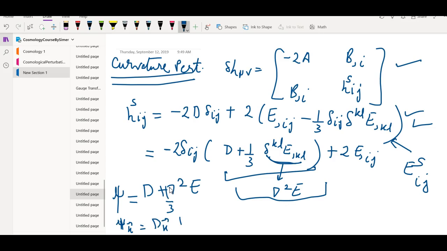And in K space, this will be psi k equals dk, plus from here we will get del square, which will be E by k square, and we will have another k square term coming after differentiating twice with a negative sign. So this will be minus 1 by 3 ek. This is in K space.